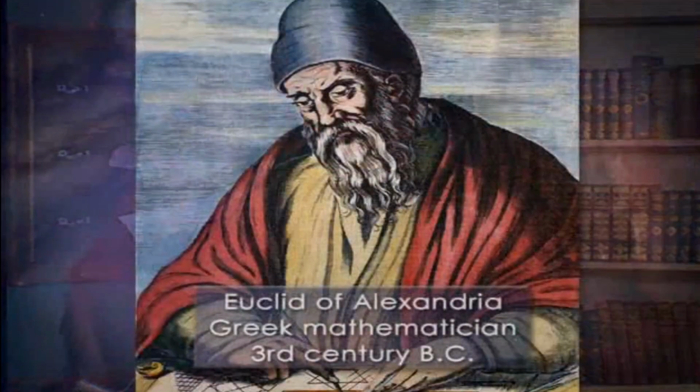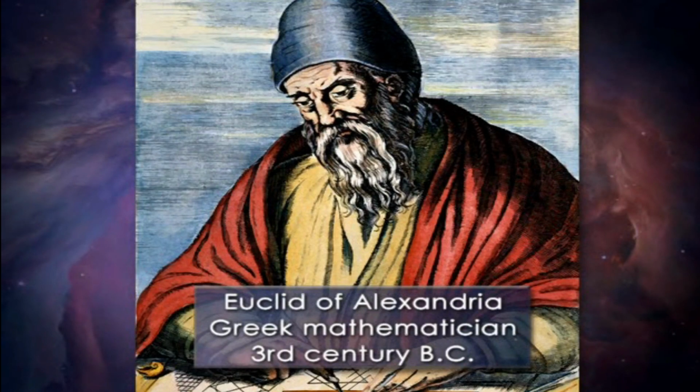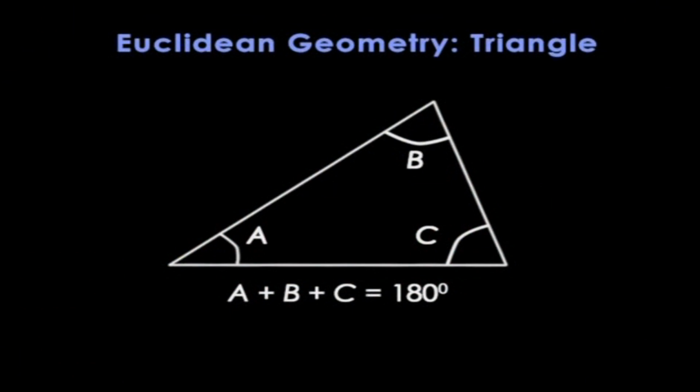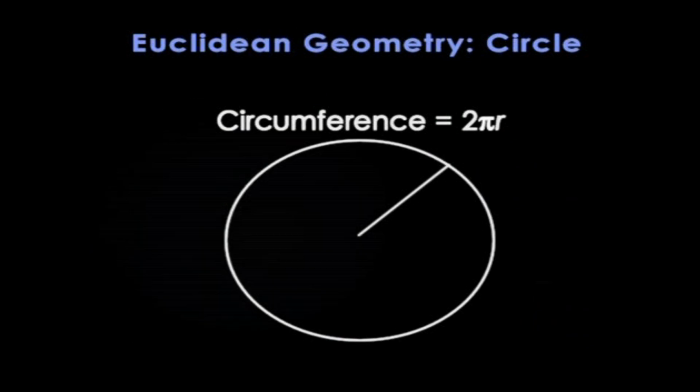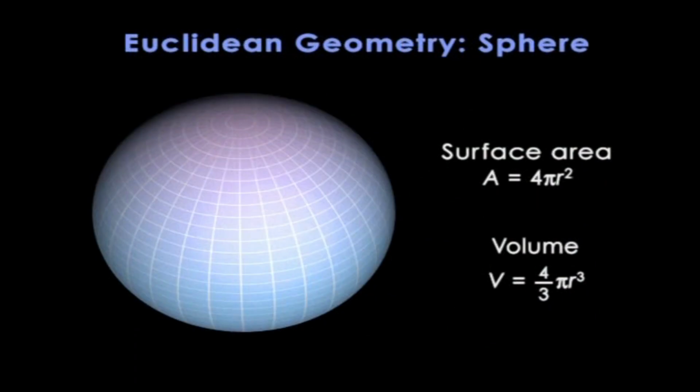So let's start with a kind of geometry we're all familiar with, because we all learned it at high school. It's called Euclidean geometry, after the Greek mathematician Euclid of Alexandria. Here are some of the most well-known Euclidean results. The interior angles of a triangle add up to 180 degrees. The circumference of a circle is 2 pi, that's a bit over 6, times the radius. The surface area of a sphere with radius r is 4 pi r squared, and its volume is 4/3 pi r cubed.